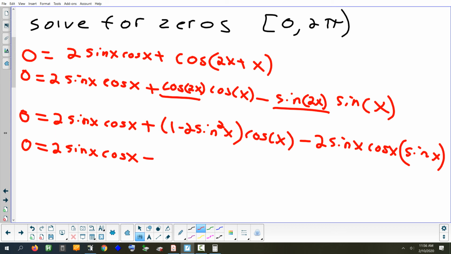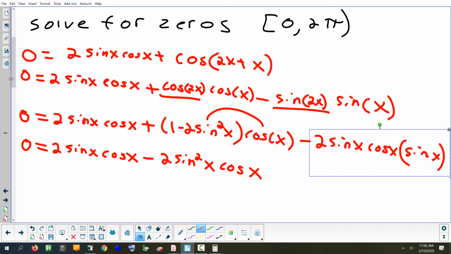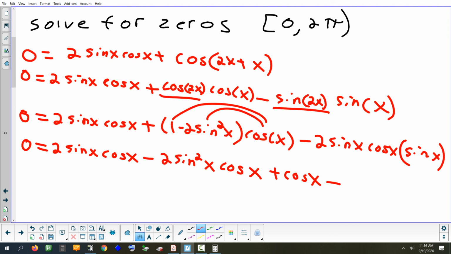So I'm going to have minus 2 sine squared x cosine x. I just did that. Minus 2 sine squared cosine. Look what you're going to have here when you multiply this out: minus 2 sine squared cosine. Those are going to be like terms. It'd be nice if it was a plus 2, then it would cancel, but not quite. Plus cosine x minus 2 sine squared cosine x.